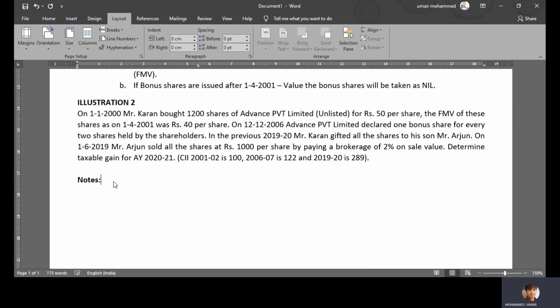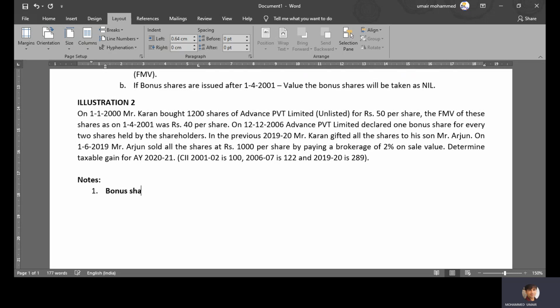Now, on 12 December 2006, what has happened is Advance Private Limited has declared bonus shares, and the bonus shares are declared in the ratio of 2:1. That means for every 2 shares held by the shareholder, he gets 1 share, right? So let's note down that, right? Because we need it for computational purpose.